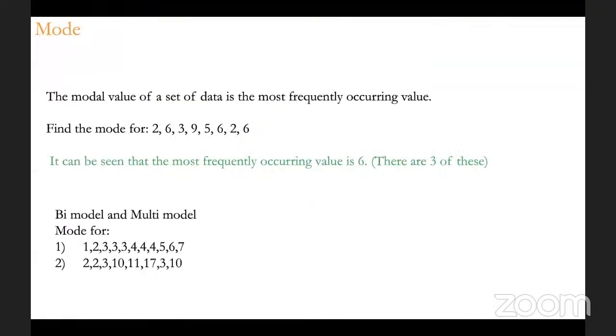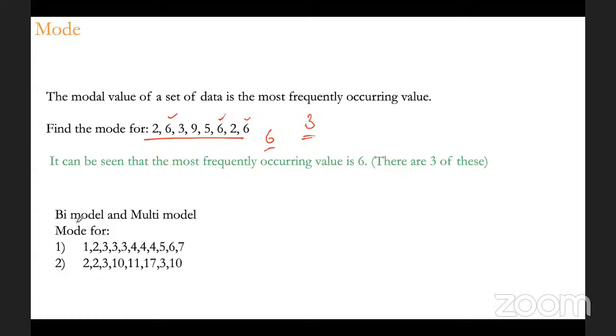The next one is mode. Mode is the most frequently occurring value in a data set. For example, in the first data set, which element is occurring most of the times? 6 is occurring 3 times. So for this data set, 6 is the mode. It is a simple frequency measure: how many times a value occurs, and the value occurring the most number of times is the mode.